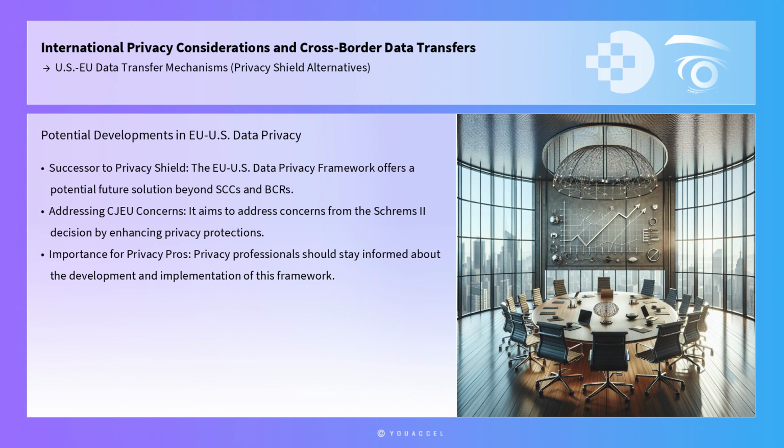Beyond SCCs and BCRs, the EU-U.S. Data Privacy Framework, proposed as a successor to the Privacy Shield, offers a potential future solution. While not yet fully operational, this framework aims to address the concerns raised by the CJEU in the Schrems II decision by enhancing privacy protections and providing clearer redress mechanisms for EU data subjects. Privacy professionals should stay informed about the development and implementation of this framework, as it may offer an additional tool for compliance in the future.